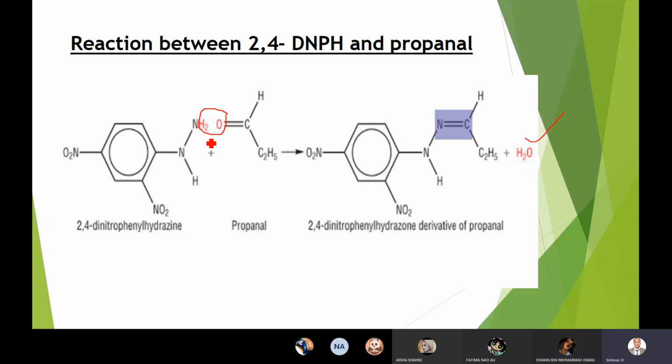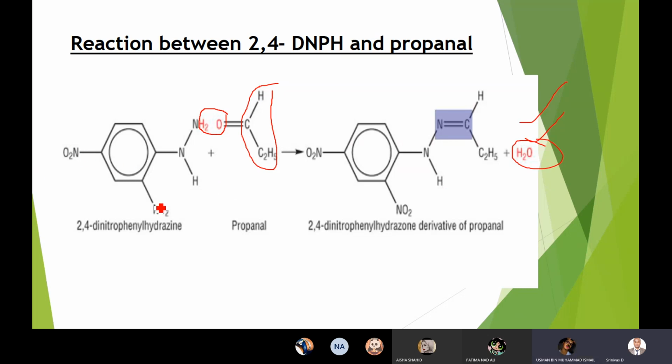From this amine group, I can say hydrogens are removed, and from the carbonyl group the oxygen is removed, so that both are lost as water. In the same way, this whole group will attach to this nitrogen, and here you can see that. Any other changes? No other changes are happening.